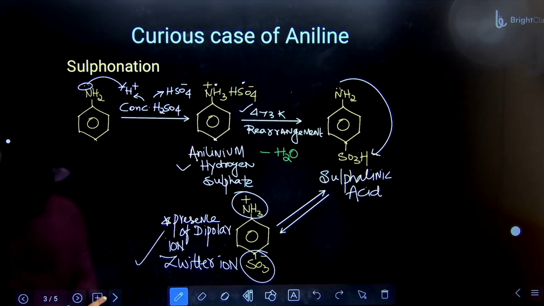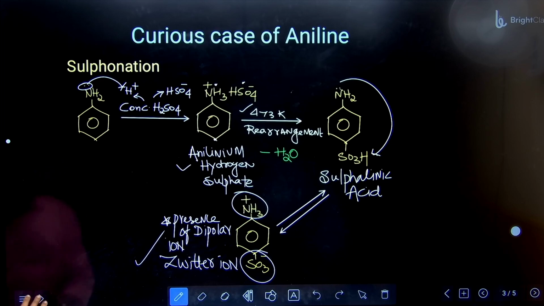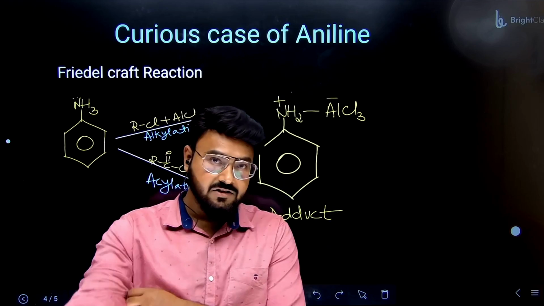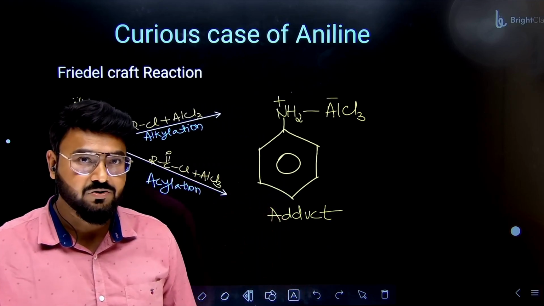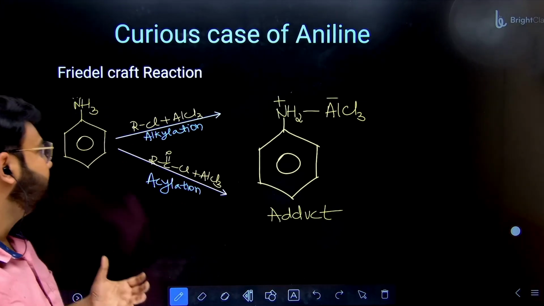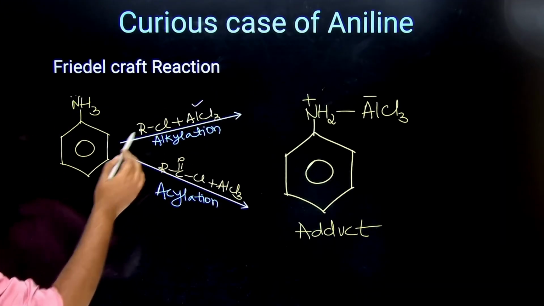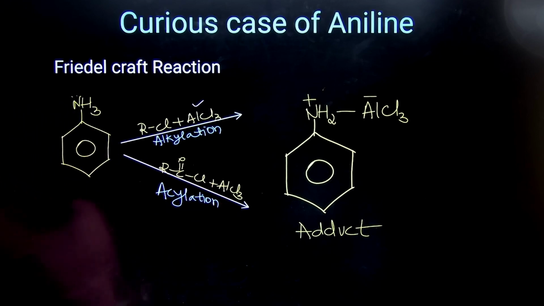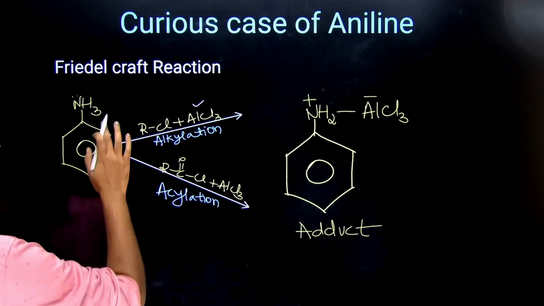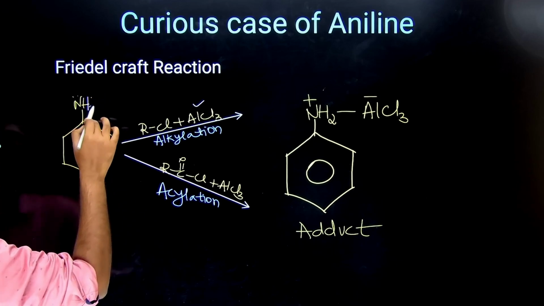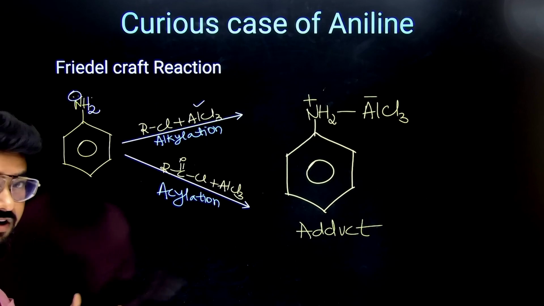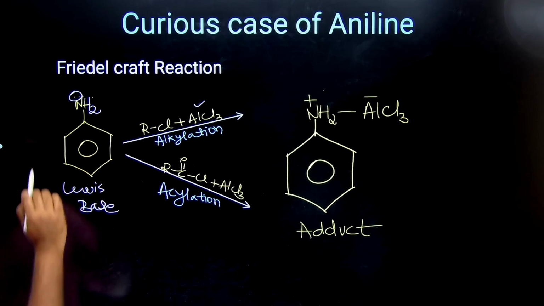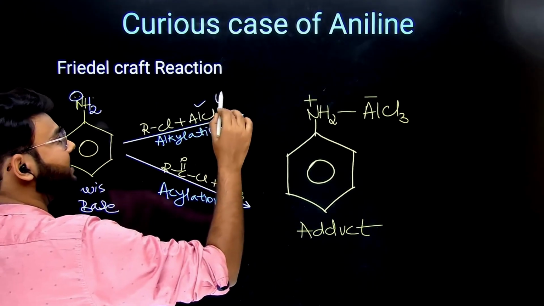Now we will see the next case after the sulfonation, and that is the Friedel-Crafts reaction. We know Friedel-Crafts alkylation and acylation are two electrophilic substitution reactions which we carry out in the presence of a Lewis acid, such as AlCl3. So when we add the alkyl halide or the acid halide in the presence of a Lewis acid, understand, aniline is a highly basic structure. We can say it is a Lewis base. So it will have more tendency to react with the Lewis acid.